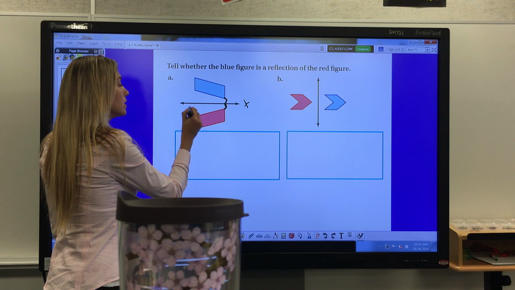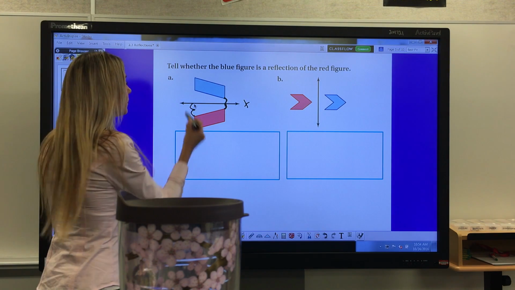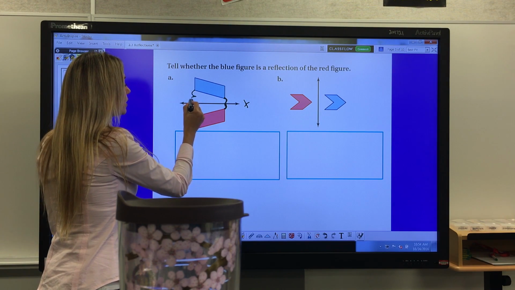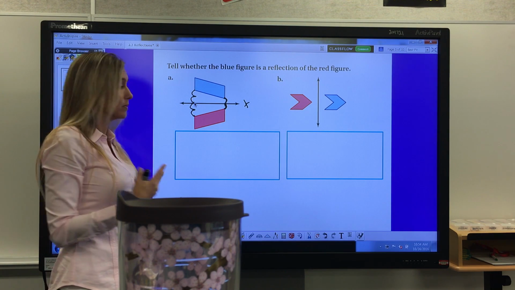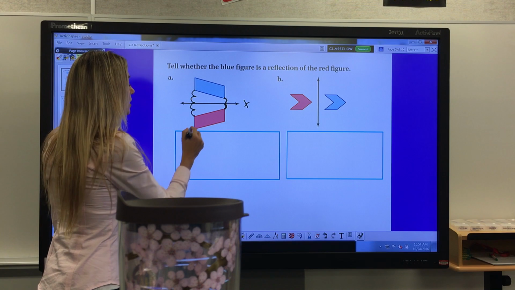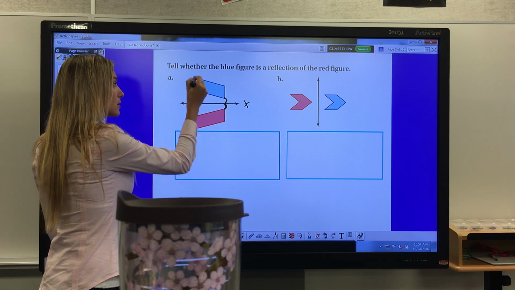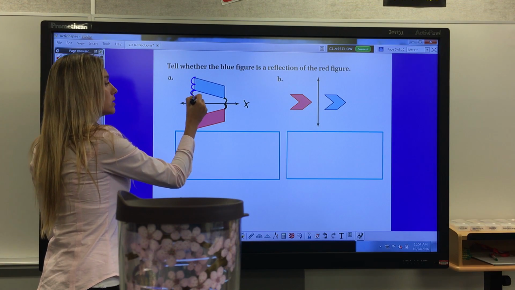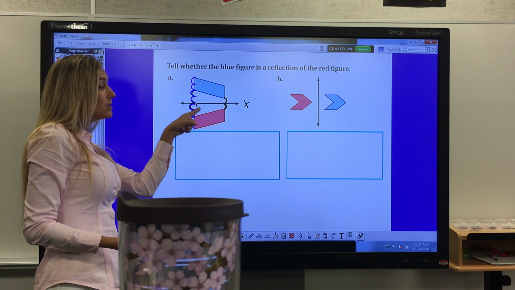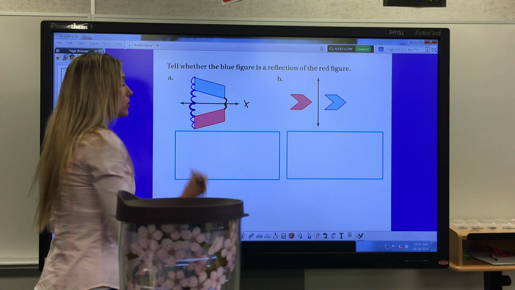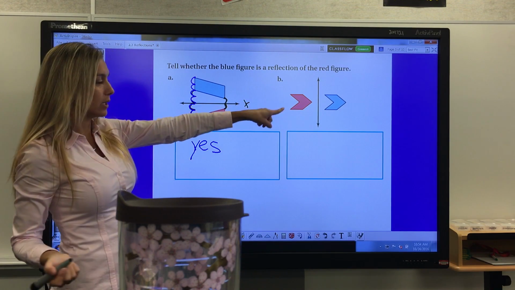Well, the other points, let's see if they are also the same distance they're supposed to be. This point in here is, let's say, 2 units away from the line of reflection, from the mirror. This point in here is 2 units from the line of reflection. All right. This point in here, 4 units. This one also is 4 units. So the blue figure is indeed a reflection of the red one. So yes.